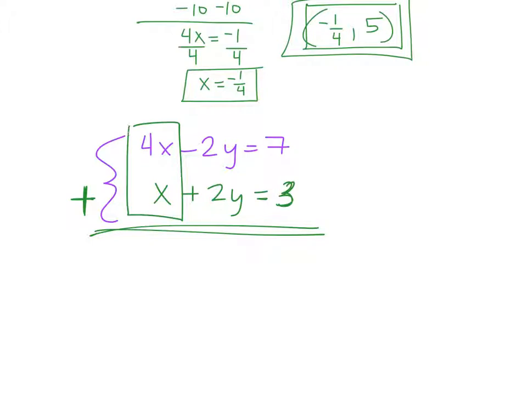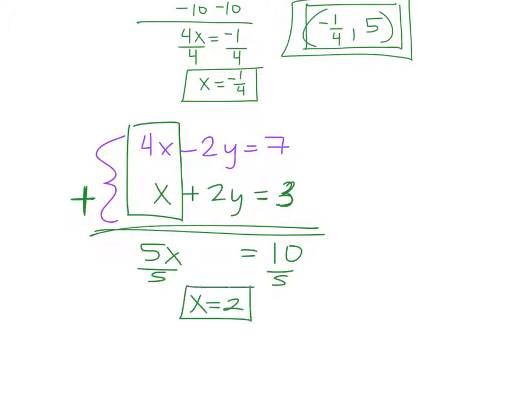So 4x plus x is what? 5x. Negative 2y plus 2y is 0. You don't need to put the 0 in. It doesn't change anything. So just bring down your equal sign. 7 plus 3 is 10. So if 5x equals 10, then x is 2. Okay, so we have our x. Then you go back and plug it in. I would plug it in right here, but you may do it in the top one.